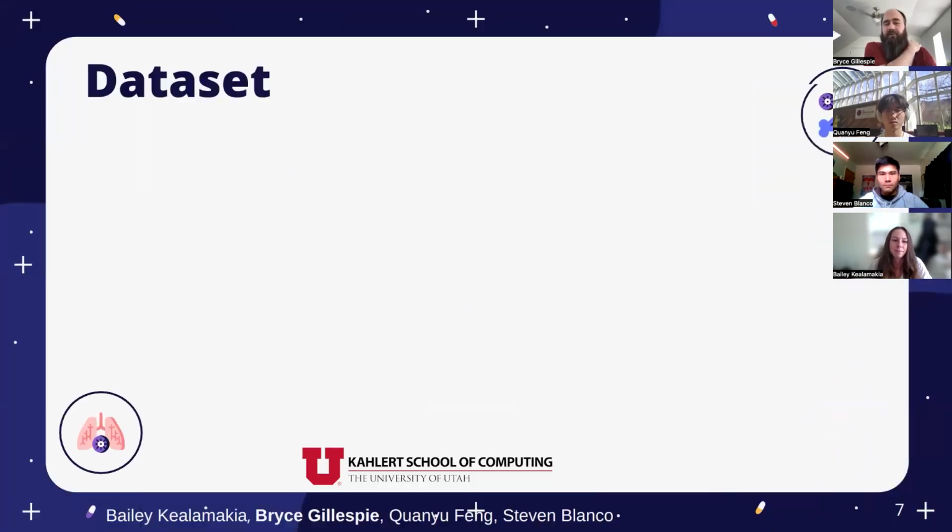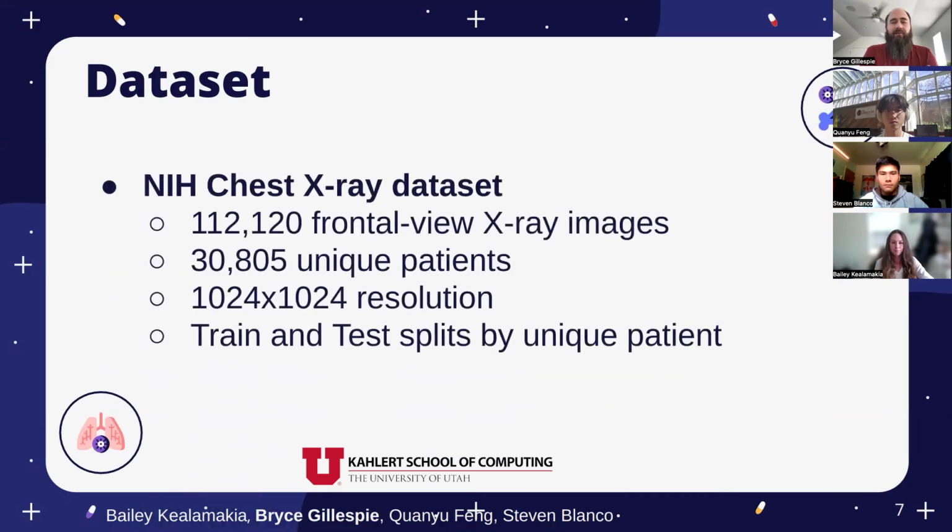Yeah, so first of all, the data set that we're working with is the National Institute of Health chest X-ray data set that was published in 2017. And this includes about 112,000 X-ray images from about 31,000 patients. The images are in 1024 by 1024 resolution, and the train and test splits on the data is split by unique patient. Because oftentimes people will go in for follow-up X-rays or multiple times over the course of treatment. So this just helps to prevent cross-contamination in the training and test splits.